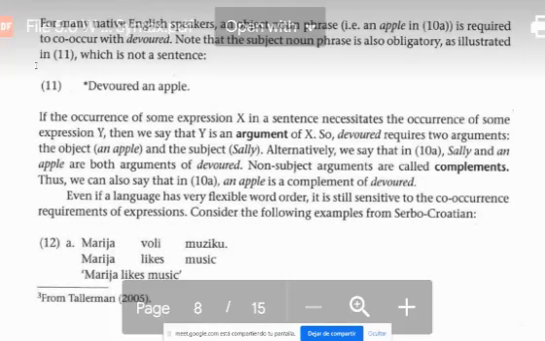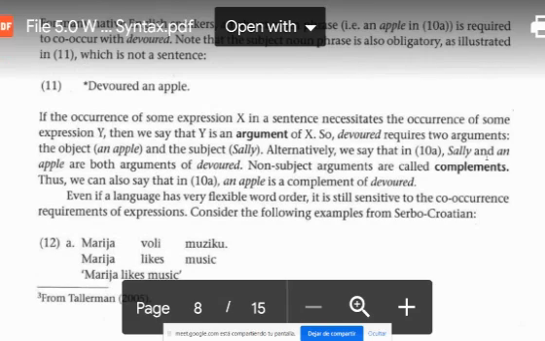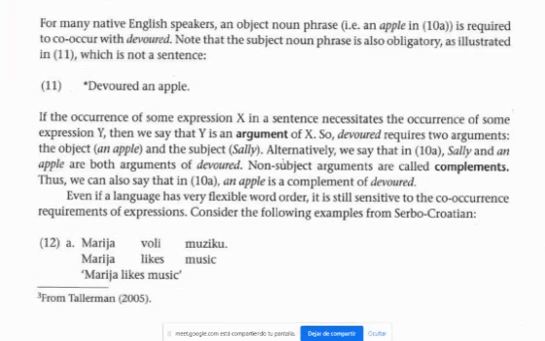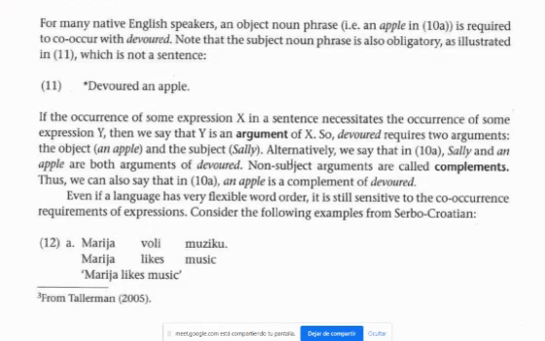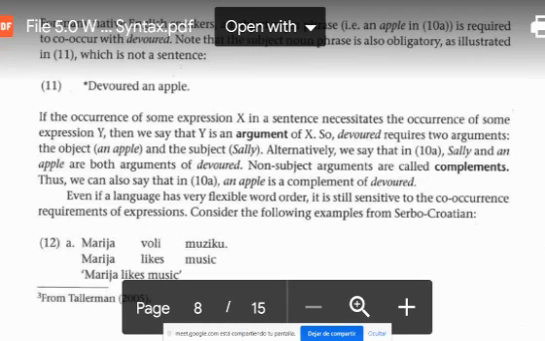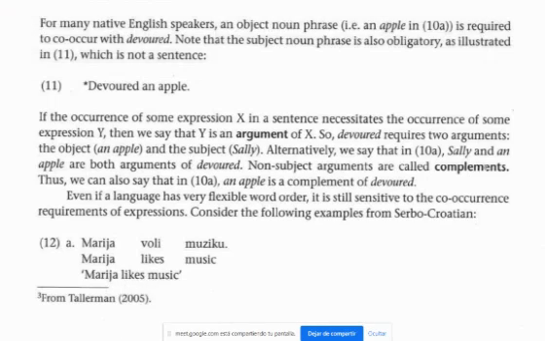Alternatively, we say that Sally and apple are both arguments of devoured. Non-subject arguments, in this case the object, are called complements.